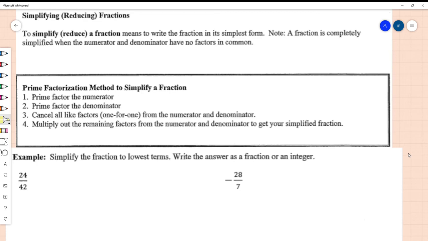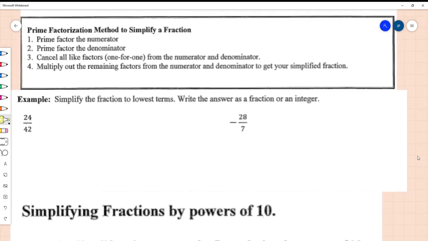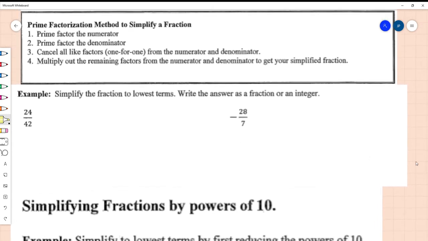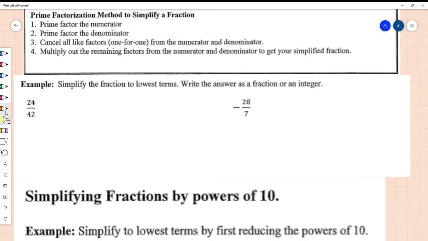So for one, we prime factor the numerator. Two, we prime factor the denominator. We write out all those factors, cancel all the factors one for one from the numerator and the denominator if they're found in both, and then multiply out the remaining factors to get the simplified fraction. So let's put this into action. We have two examples here, and our first one is 24 over 42.